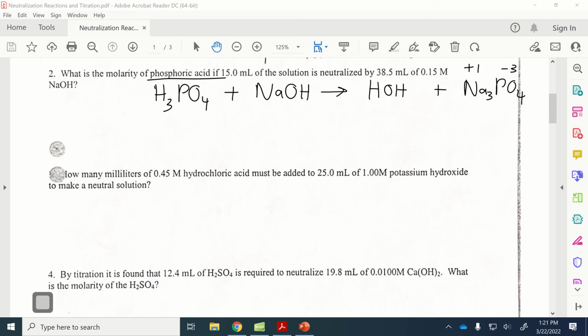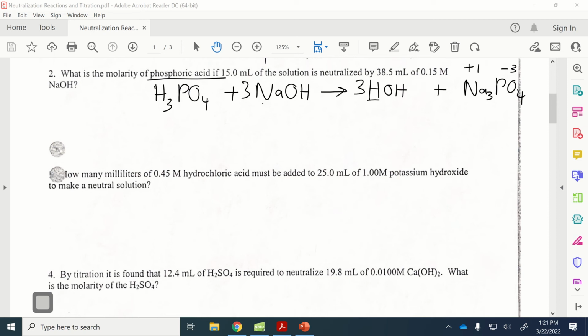I balance. I have 3 hydrogens. Again, I'm only looking at this first hydrogen. There's 1, so I'm going to put 3 there. I have 1 PO4, 1 PO4, 1 Na, 3 Na, so I need 3 OHs, 3 OHs. I am good to go. All right, so there we go again. So that's everything we have done before. We've written a neutralization reaction.